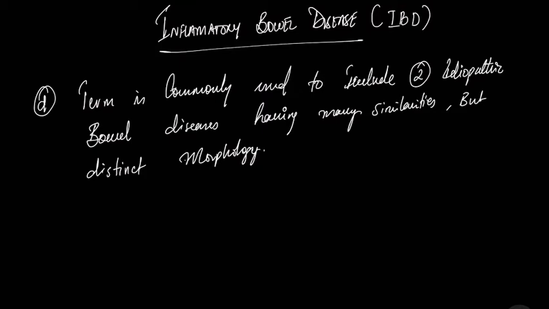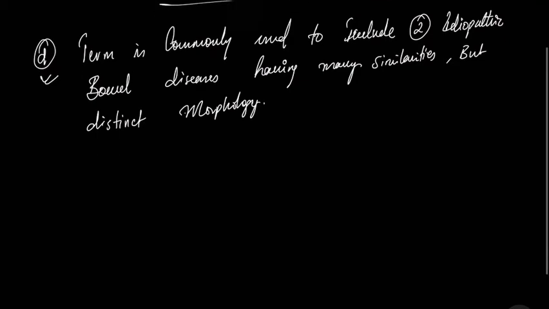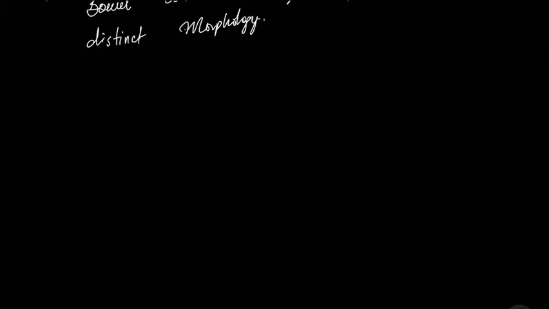Hey guys, so today we'll be starting with inflammatory bowel disease, also known as IBD. This is a small intestine pathology. Let's start with its definition first. What does it mean? IBD is a term commonly used to include or describe two idiopathic bowel diseases. Now these two idiopathic bowel diseases have many similarities, but they have distinct morphologies. So with that done, let's jump to the etiopathogenesis.